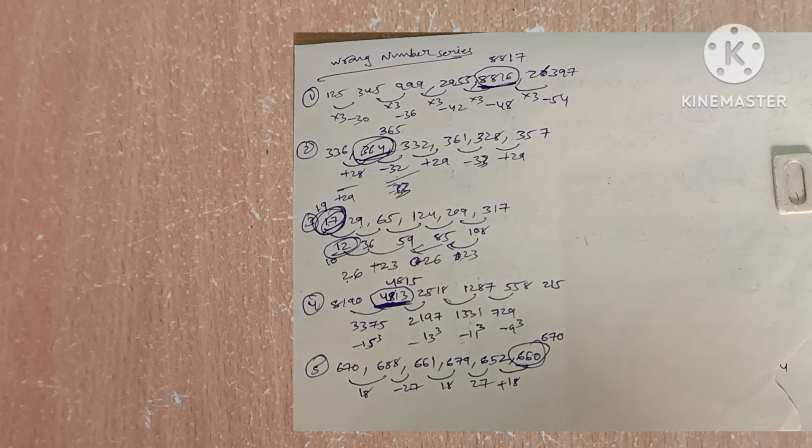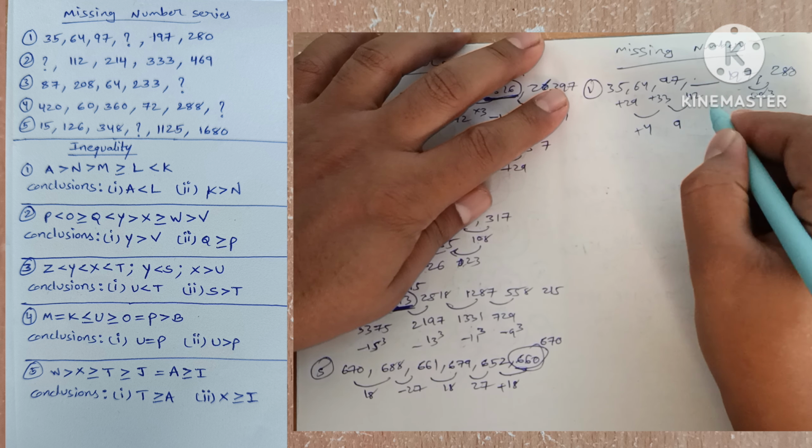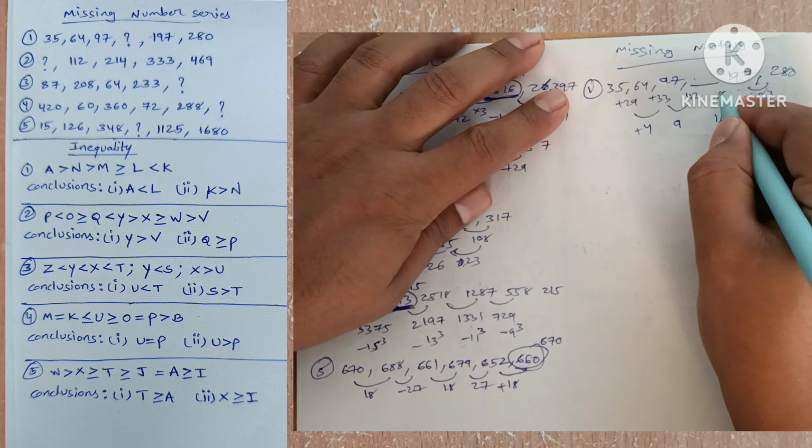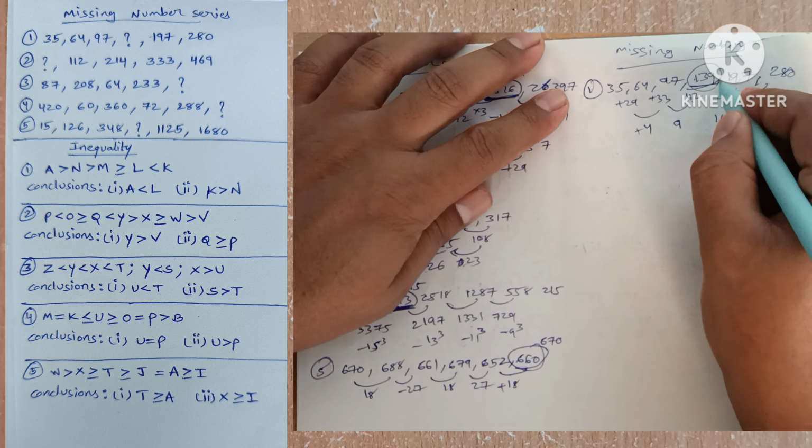First one, 35, 64, 97, dash, 197, 280. Plus 29, plus 33, here plus 83. Here the difference is 4. 4 is 2 square, let it be 3 square, 9. This is 4 square, it is 16 here, 5 square, 25. Yes, it is true. Now 97 plus 42 is 139. This is our missing number.